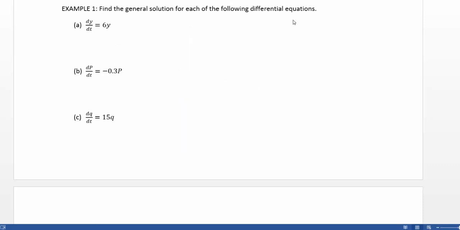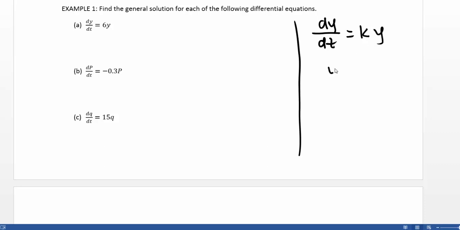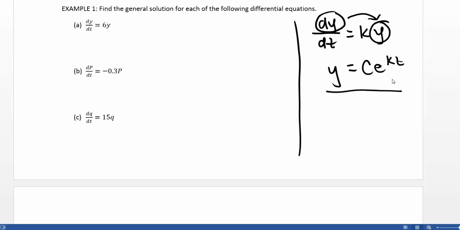Example 1. I'm just going to remind you from up above that if we have dy/dt equals ky, then we said the solution is y equals ce to the kt. So how do we know if we have something of this form? What I want you to notice is that this dy tells us that the dependent variable is y, and that matches the variable on the right-hand side. If that's the case in your differential equation, you know that the solution is of this form.